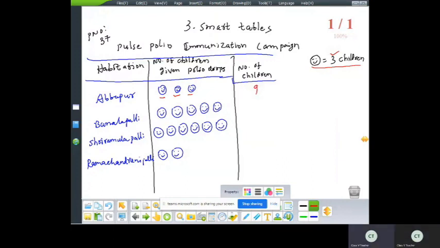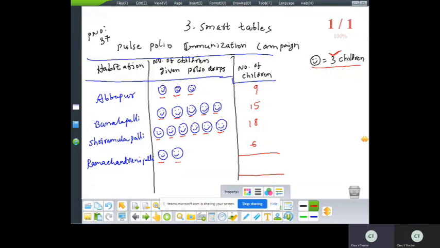In Banalapalli, how many faces are there? 1, 2, 3, 4, 5. 5 threes are 15. Sriramlapalli, how many faces are there? 1, 2, 3, 4, 5, 6. 6 threes are 18. Next, Ramachandrunipalli, only 2 faces are there. 2 threes are 6.